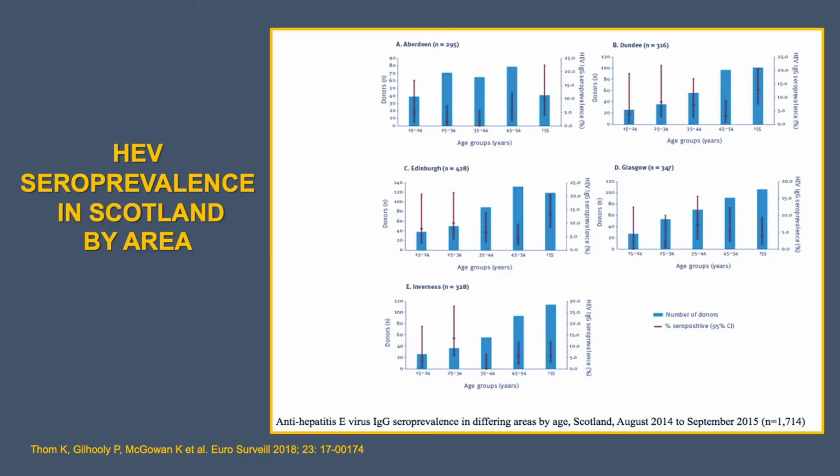So bearing in mind the risk of transmission via blood products, a number of European countries have gone on to look at seroprevalence in their blood donor populations. And by seroprevalence, we really mean the prevalence of IgG antibodies against the hepatitis E virus. In Scotland, we have recently assessed our epidemiology of hepatitis E virus by looking at the prevalence of IgG antibodies in the blood donor population. So across Scotland, the seroprevalence is 6%, but there is a geographical variation. So for example, the seroprevalence is much higher in Edinburgh than it is in Aberdeen.